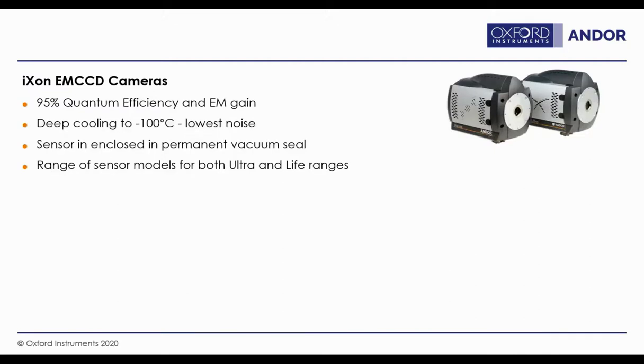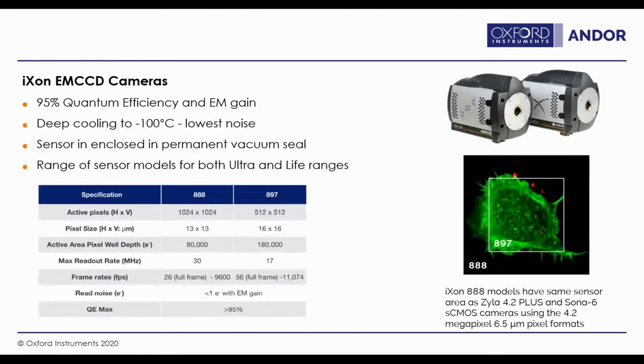The iXon cameras are also deep cooled to minus 100 degrees C, so this means that you can achieve the lowest possible noise, and the sensors are enclosed in a permanent vacuum seal for reliability and to allow that deep cooling without issues to do with condensation. There's a range of sensor models in both the Ultra and the lower cost Life ranges, and these are to do with the sizes of the sensors that you can have. The full details on those specifications are available on the specification sheet.